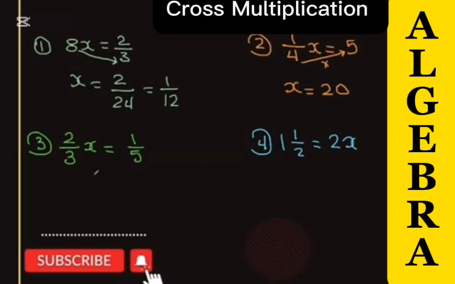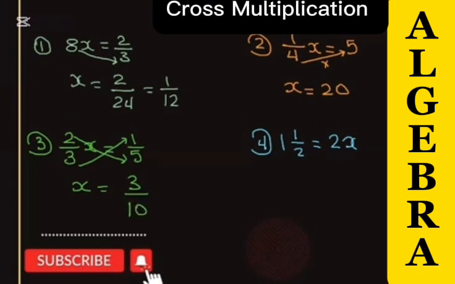Now, how about here? Here, you have the 2/3 with the x, and we want to isolate the x. So both of these have to cross. So therefore, x is isolated now. 3 crosses and goes to the top. 3 times 1 is 3. And 2 crosses goes to the 5. So 2 times 5 is 10.